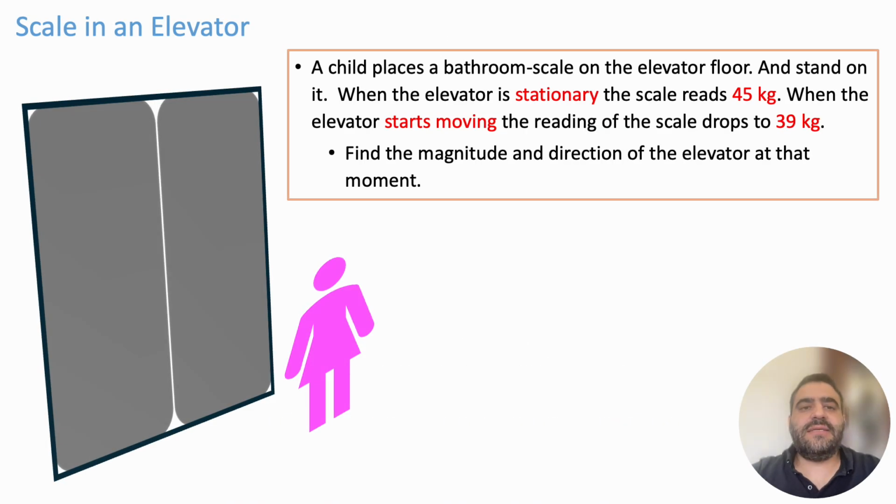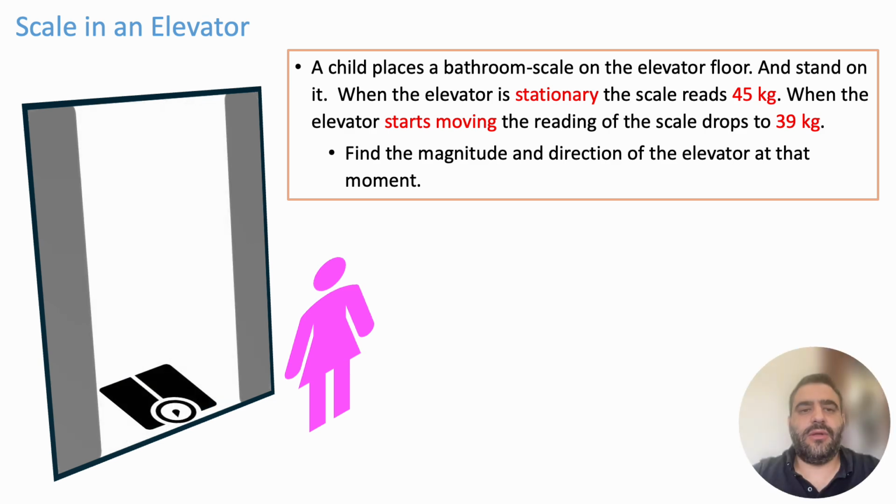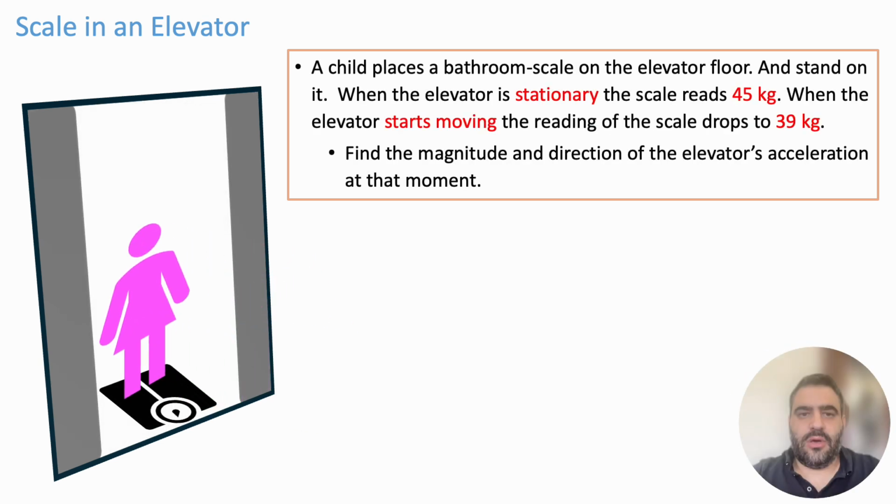A child places a bathroom scale on the elevator floor and stands on it. When the elevator is stationary, the reading of the scale is 45 kilogram. When the elevator starts moving, the reading of the scale drops to 39 kilogram.